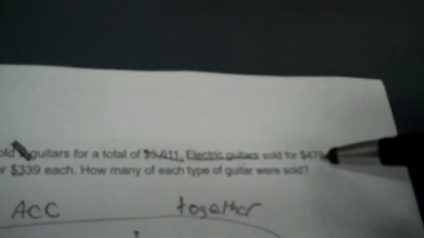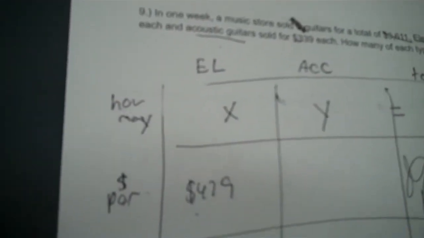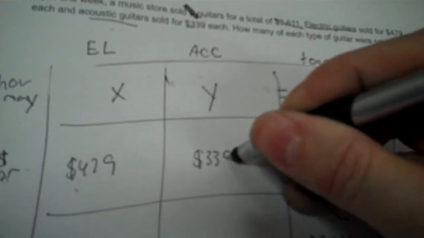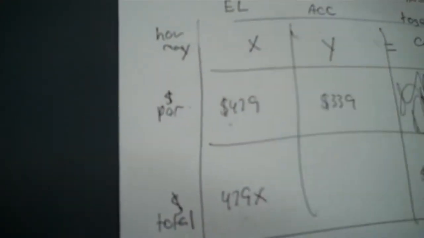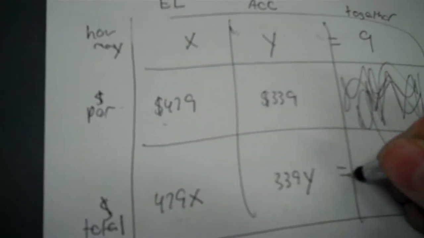Now this is for money. So I find the money I have left. I got $479. That's for the electric. Those cost $479. Don't know how many of them there are, but they're $479. Acoustic, don't know how many of those there are, but I know each one's $339. So we got X times 479, that's 479X. Y times 339 is 339Y.